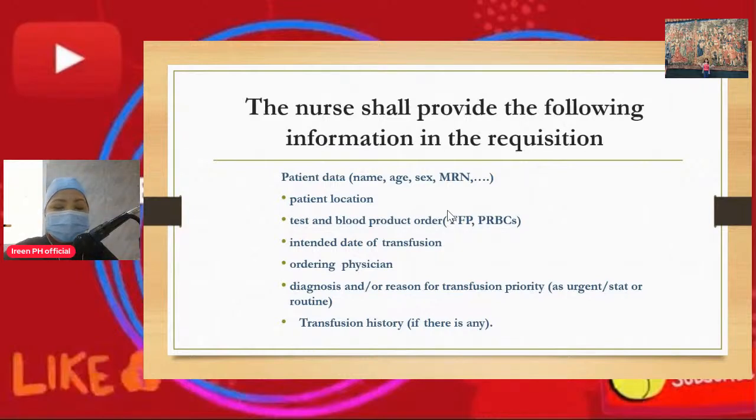The nurse should provide the following information in the requisition: patient data, which includes the name, age, sex, and medical file number, patient location, test and blood product order, intended date of transfusion, ordering physician, diagnosis or reason for transfusion, priority as urgent, stat, or routine, and transfusion history if there is any.